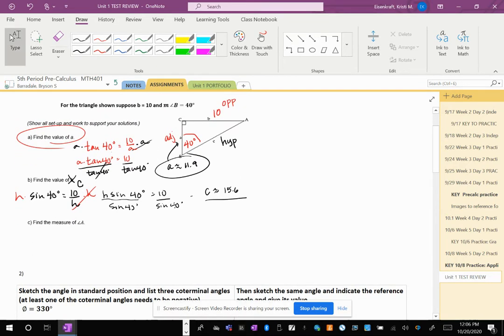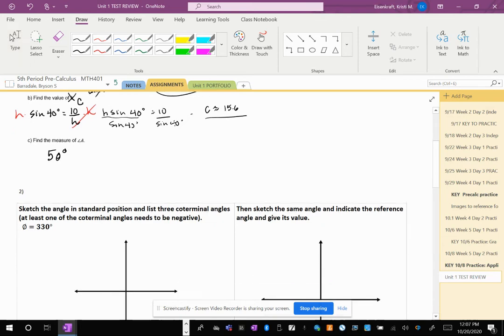Now, when it says find the measure of angle A, the triangle sum theorem tells you you have 180 degrees. So there is only 50 degrees left. You could also do some inverse side length ratios to get that angle as well. Okay, but 50 seems pretty easy.